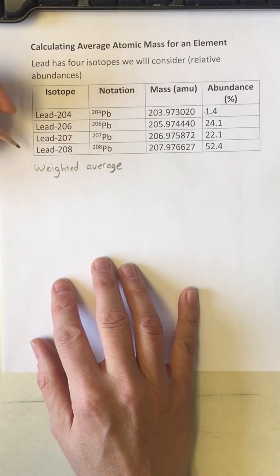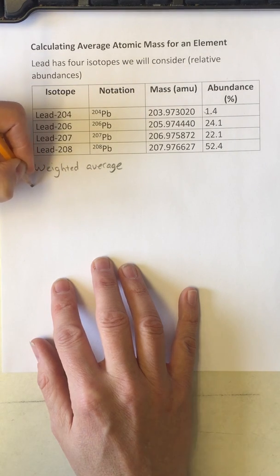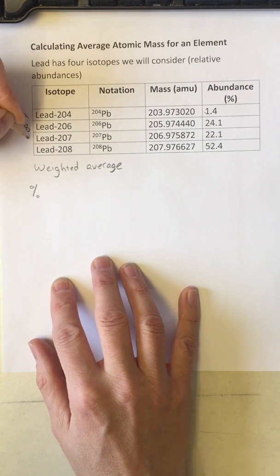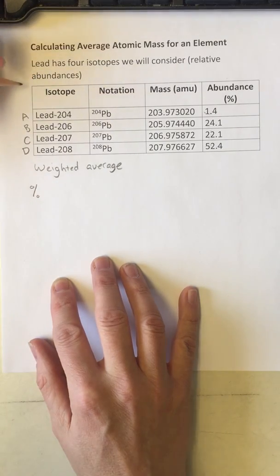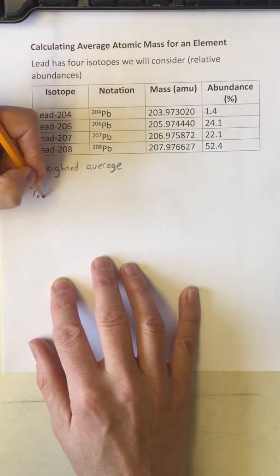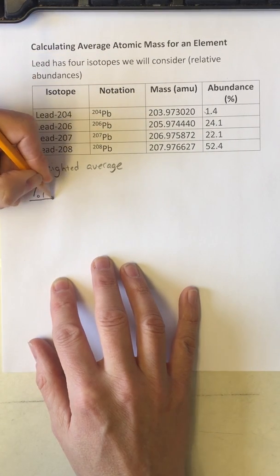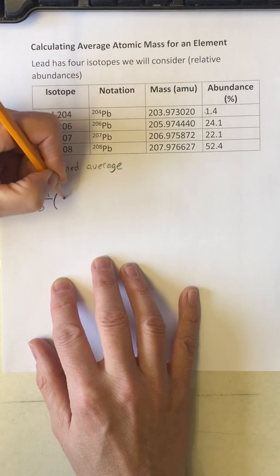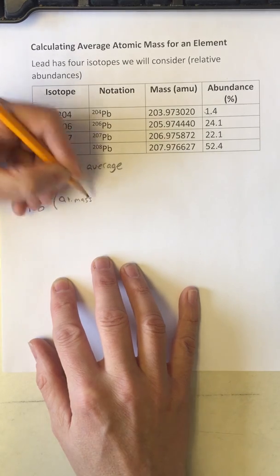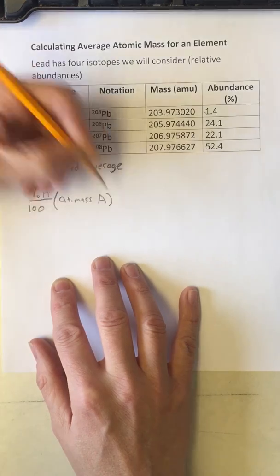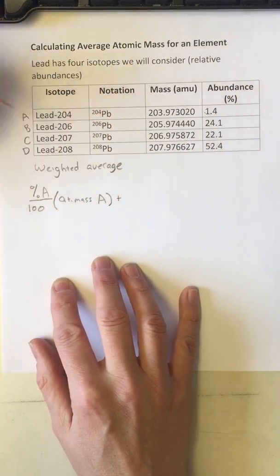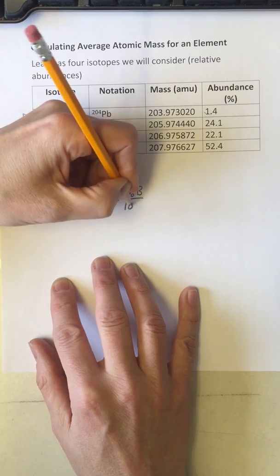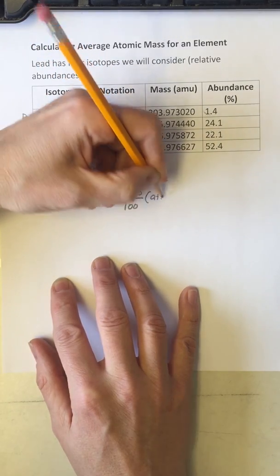So here's how we calculate the weighted average. I'm going to call these isotope A, isotope B, isotope C, and isotope D, just for notation. You take the percent of the first isotope, isotope A, and divide that by 100. This converts it to a decimal number. And then you multiply that by the atomic mass of that specific isotope, in this case A. Then you add that to the second isotope, isotope B. So this would be percent B over 100 times the atomic mass of isotope B.